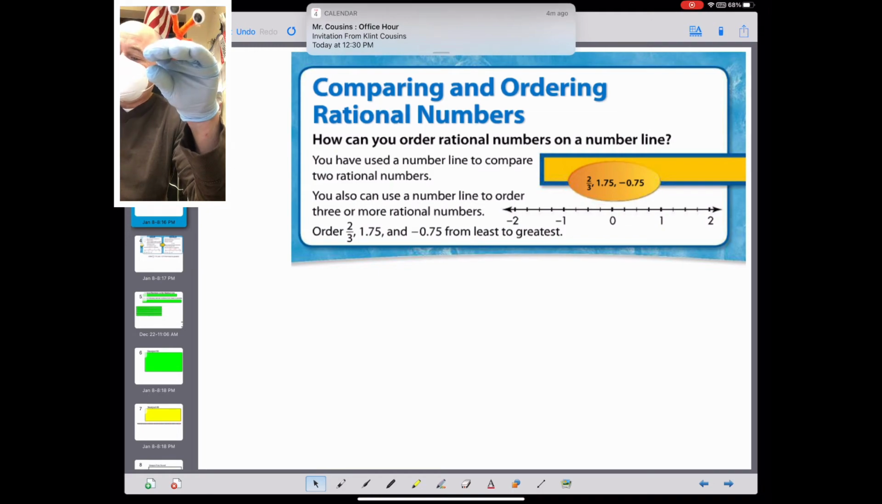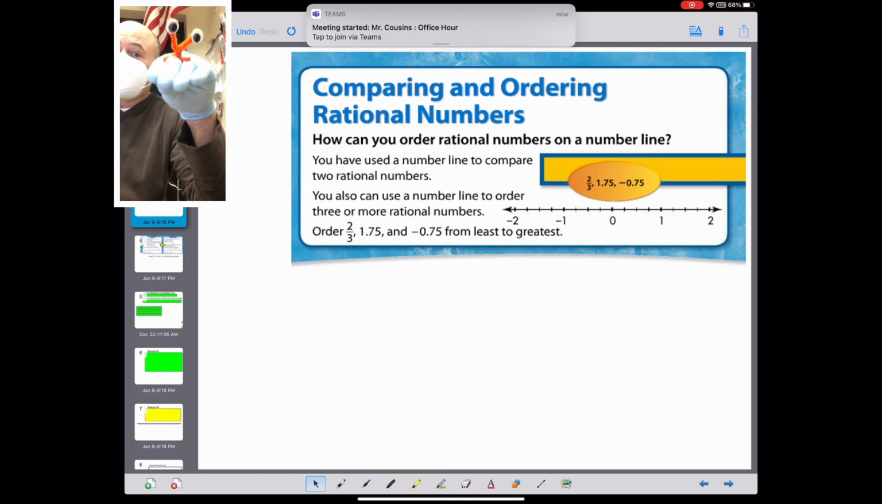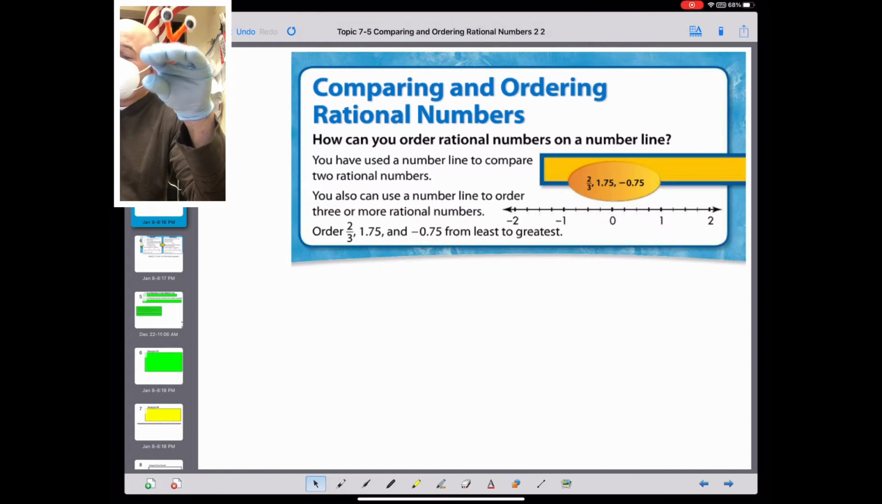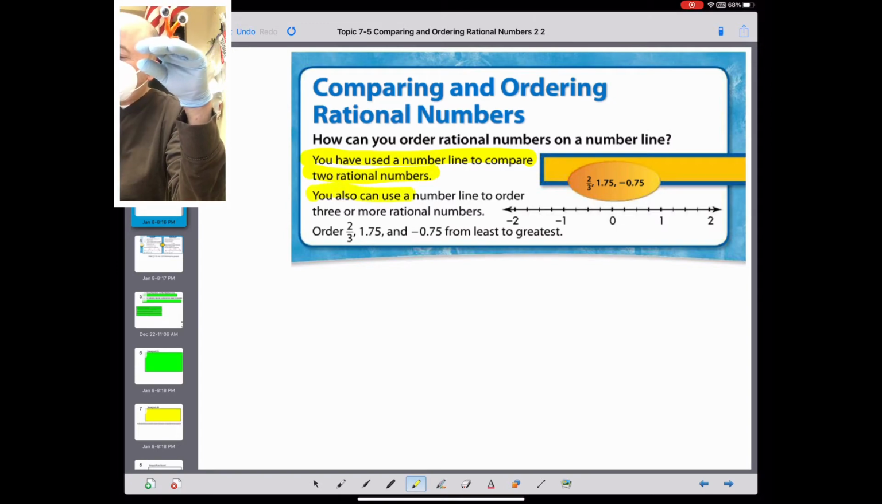Okay, so anyways, in the book, you'll see that they talk about comparing rational numbers. If you don't have your book, it should come up on your screen right now. You can order rational numbers on a number line. You have used a number line to compare rational numbers before. Oh, really? Have they? Yeah, they have, Glovey. You can also use a number line to order 3 or more rational numbers. So they want us to order 2/3, 1 75 hundredths, and negative 75 hundredths from least to greatest.